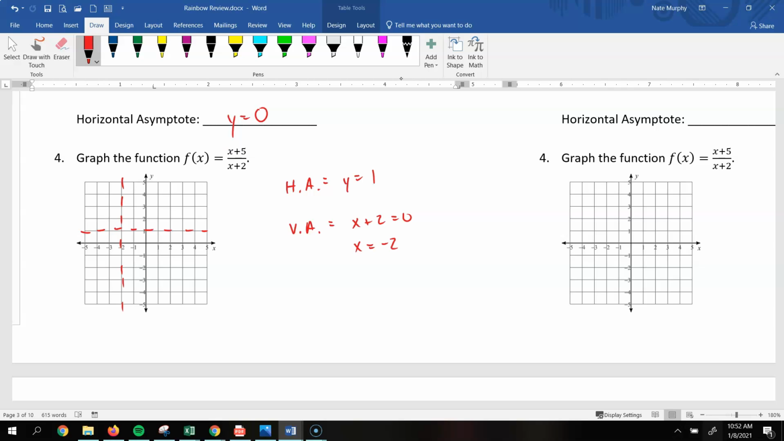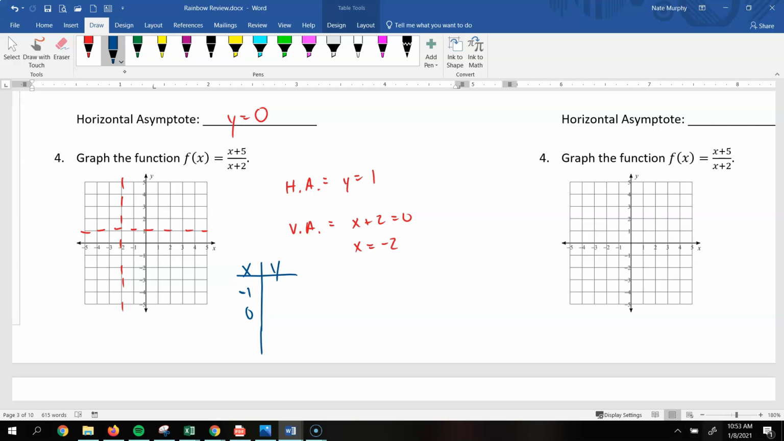Now to sketch a graph of our line, we are going to start by creating an xy table. I'm going to pick numbers that make sense, so I'm going to pick x values close to our asymptotes, like maybe negative 1 and 0. Just for a couple.